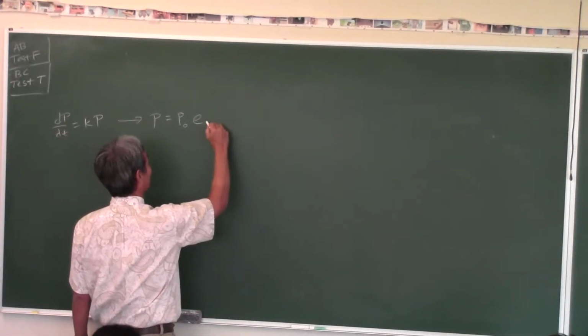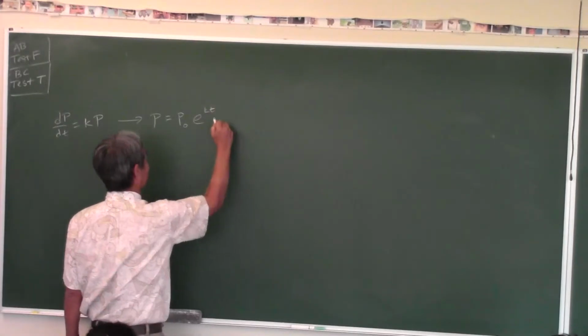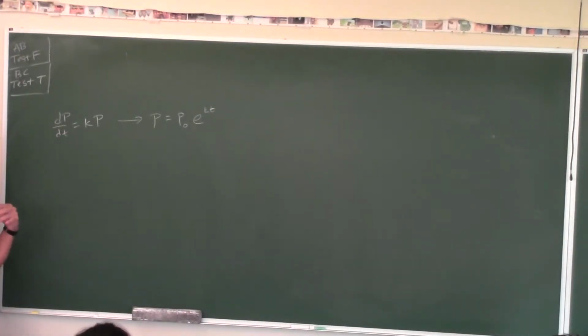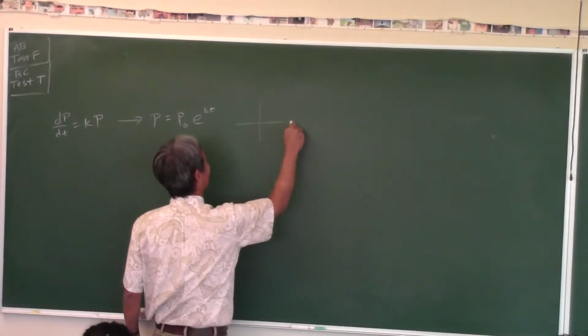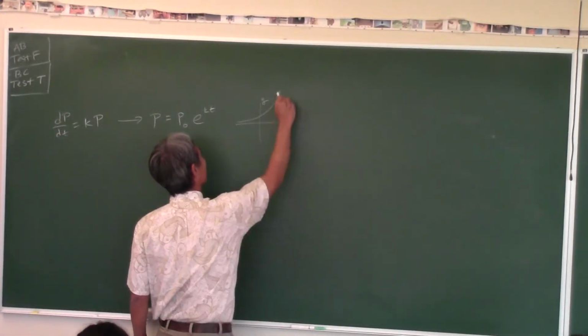P equals P naught e to the kt. But what does this graph look like? What does this graph look like if k is positive? You have exponential growth like that.